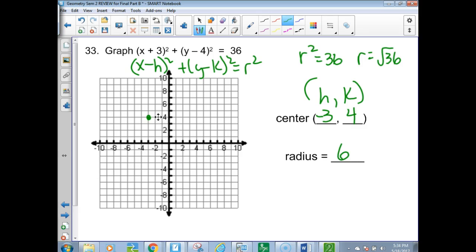And then from there, we need to go 6 to the right, 1, 2, 3, 4, 5, 6. 6 to the left, 1, 2, 3, 4, 5, 6. 6 up, and 6 down, 1, 2, 3, 4, 5, 6. That's the only directions you can go. And then you just have to sketch a circle. Mine's not great, but it's what we need. So we know how to plot, graph it.